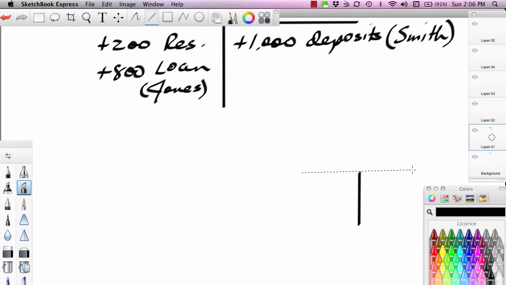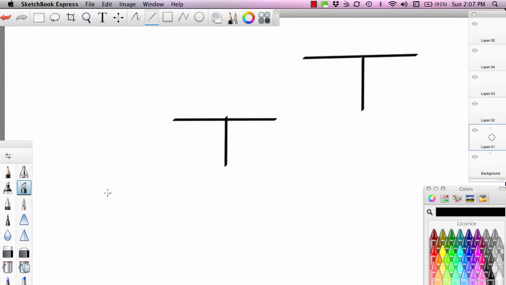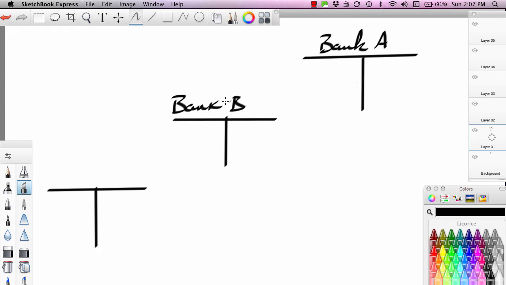So here's one bank. Here's another bank. Let's move that up. Here's a third bank. I'm going to tier, lay in steps, if you will, 3 banks. Okay? And I'm going to call this bank A. This is bank B. And this is bank C.